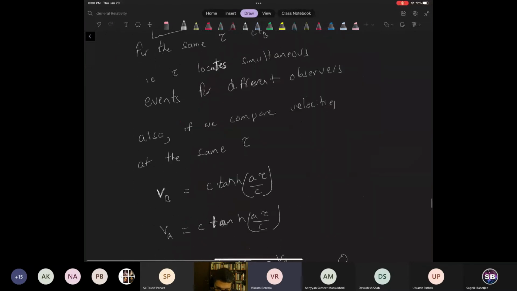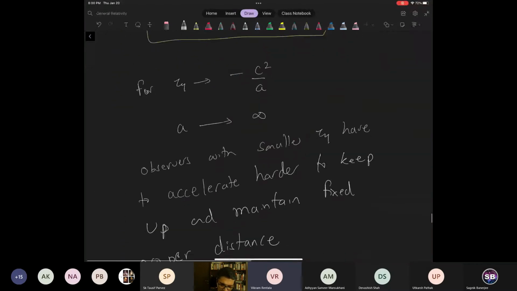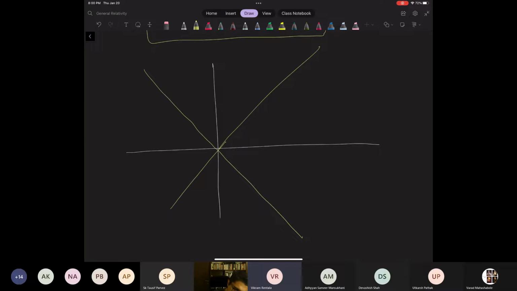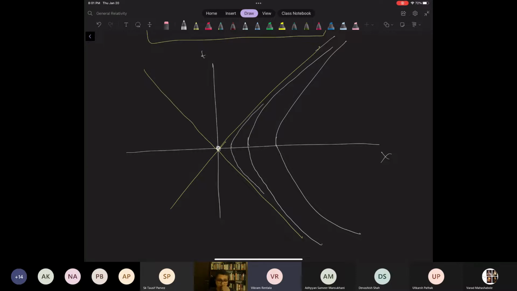So now let me just draw another diagram so you can see it here. So these are the light rays, which are the asymptotes. This is X and this is T. This is our original observer. And now we're drawing a family of observers which are also hyperbolas. But as I get closer to this point, these hyperbolas become sharper. These hyperbolas don't intersect with each other.